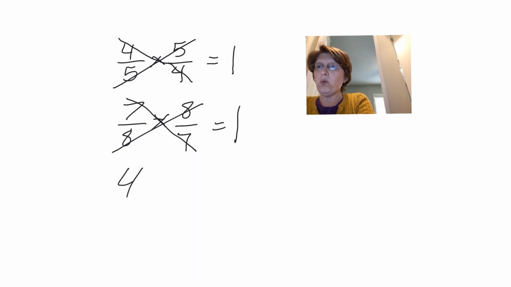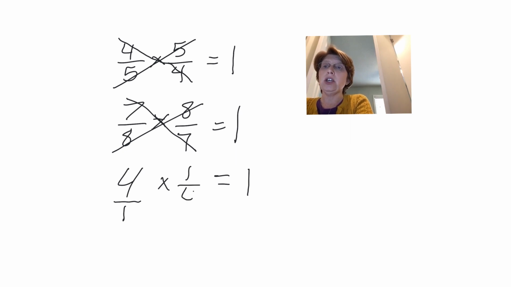Now, what about 4? It gives you the whole number 4. Well, what am I going to multiply times 4 to equal 1? Remember, a whole number is always over 1, 4 over 1. So if I want the reciprocal of a whole number, I have to put 1 over it. So 4 times 1/4. Cancels, cancels.